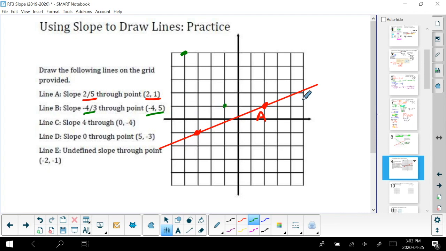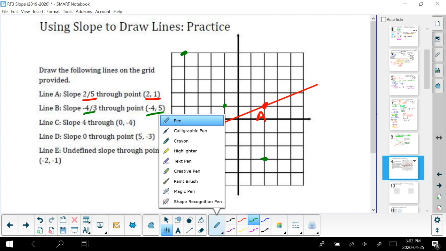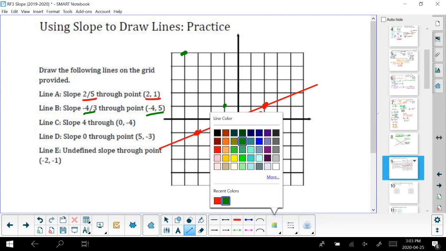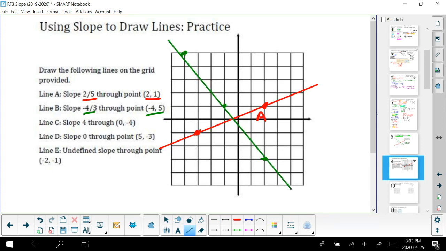We're going to do the same thing. We're going to move 4 down. So 1, 2, 3, 4, and then 3 to the right. Since I can go no further, let's go and draw a line through those points. And we have our second line on this page.